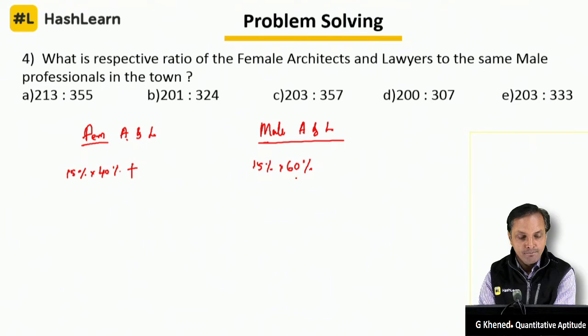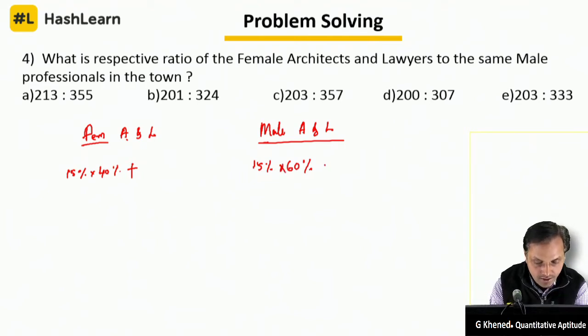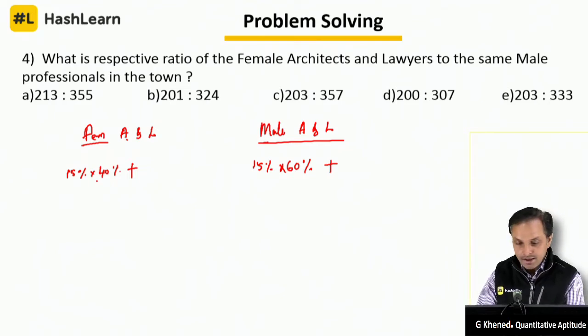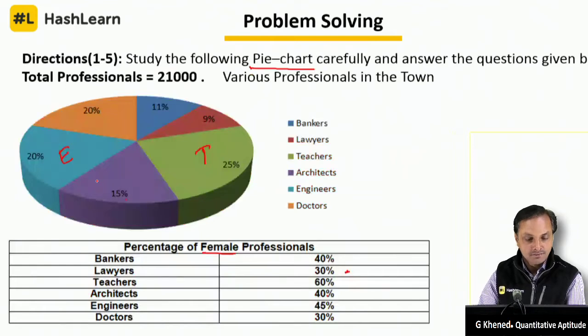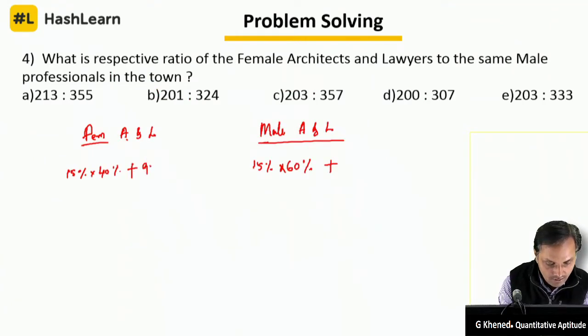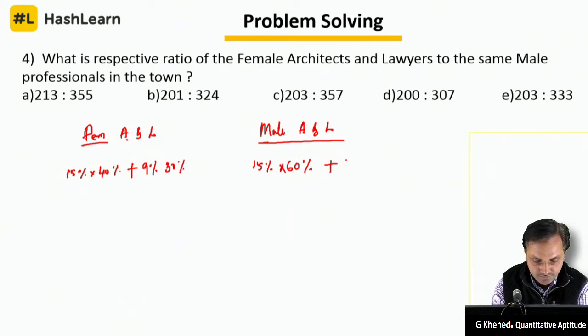That is a very, very important note. If 40% are female, the remaining will be male. So that is your architects. Then comes the lawyers. Lawyers is 9%. Among the lawyers, 9% into 30% are female, and 9% into 70% are male.